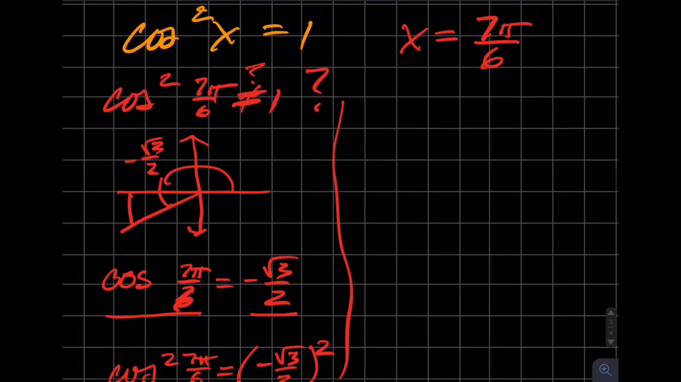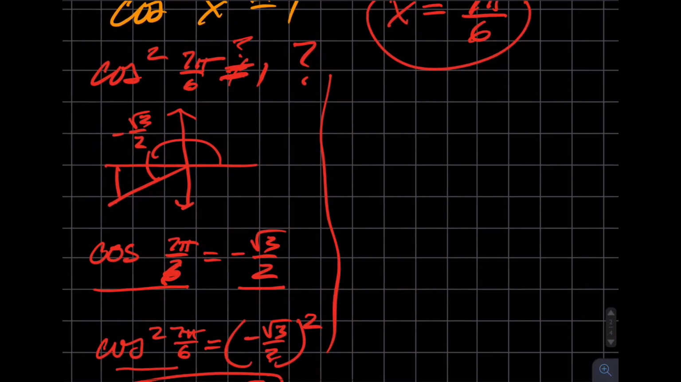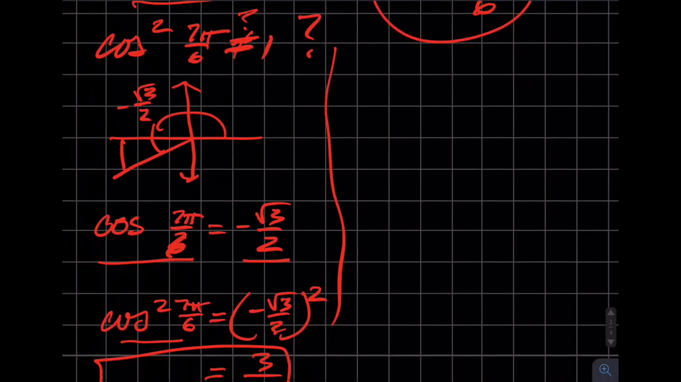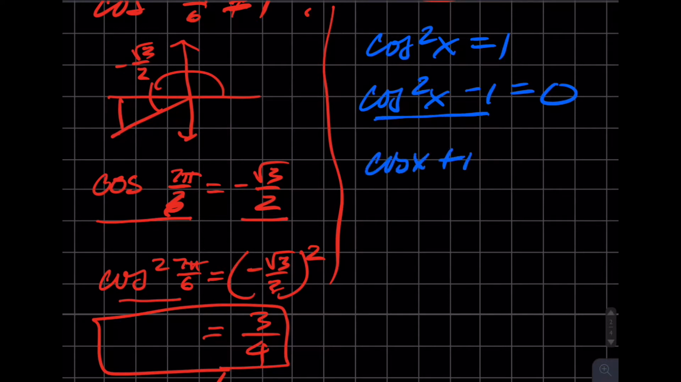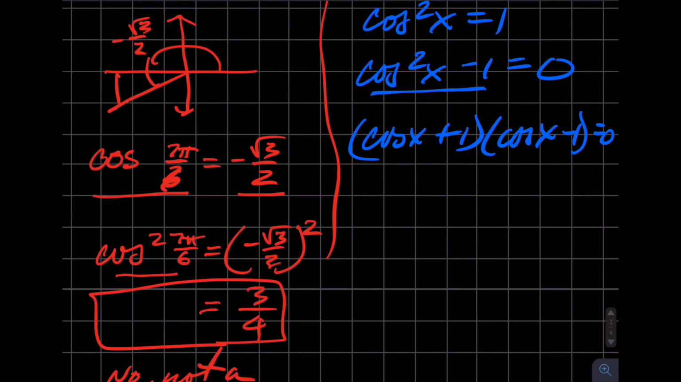Another way to do it is to pretend that they did not give us this value. Let's just go ahead and solve this equation as if we didn't have that information. So I'm going to rewrite cosine squared x equals 1, and subtract 1 from both sides. Now I can factor this, and this is the difference of two squares. So I get cosine x plus 1 times cosine x minus 1 is equal to 0. And I'm really just going to solve it. If it comes out that 7 pi over 6 is one of my solutions, then my answer to the question is yes, it is.